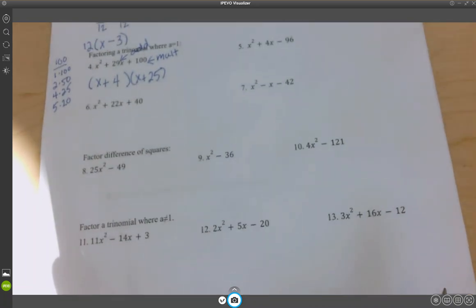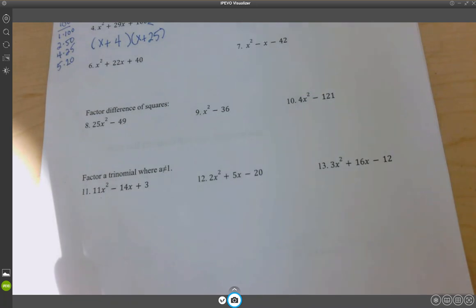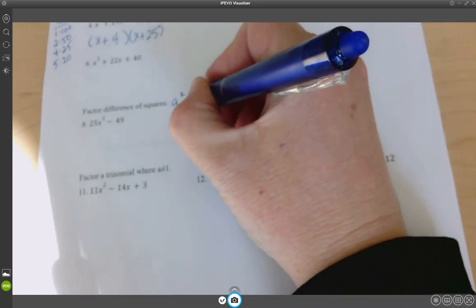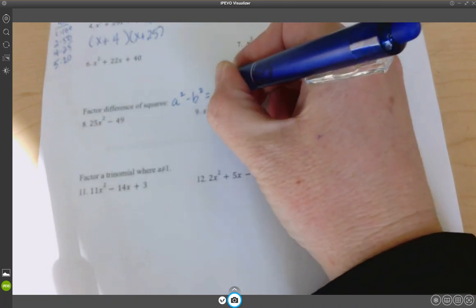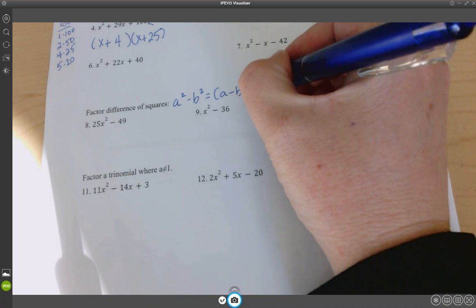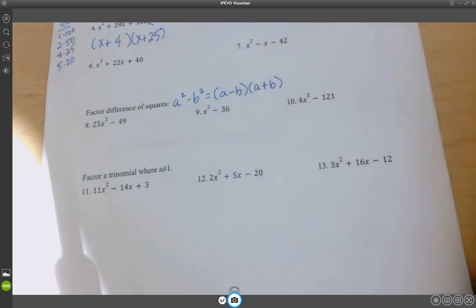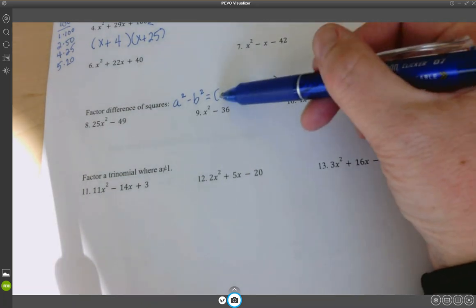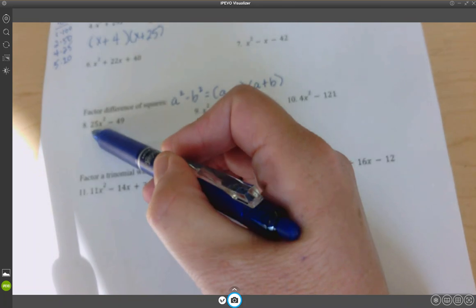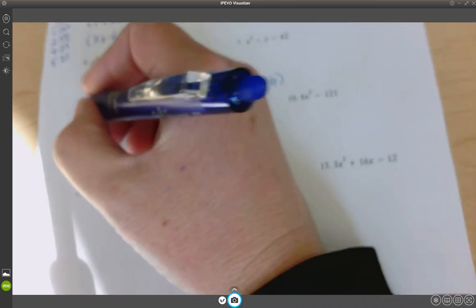In the next section, we are factoring the difference of squares. They follow this pattern. A squared minus b squared is going to equal a minus b times a plus b. And the reason that works is because when we multiply this out, because of the minus plus pattern, your middle terms will cancel out.